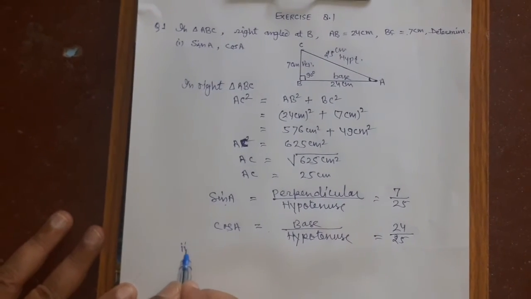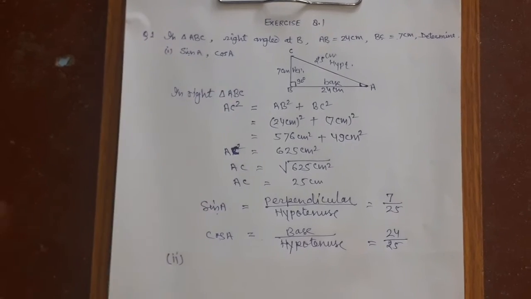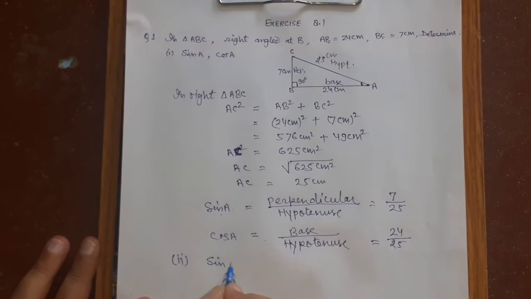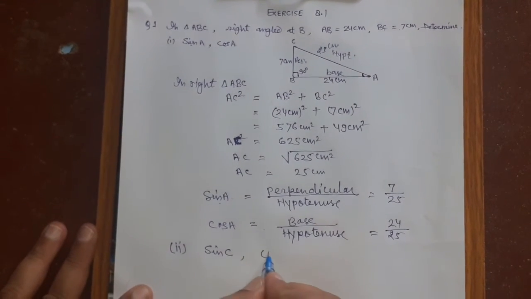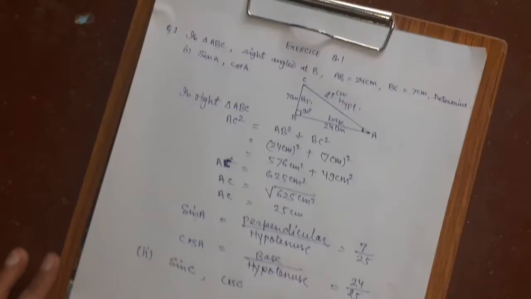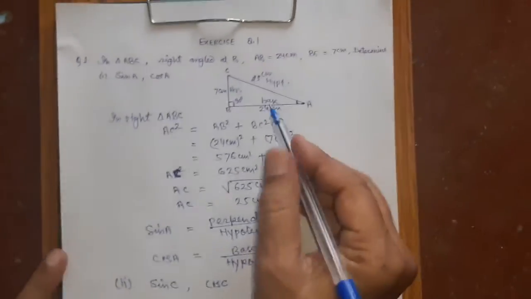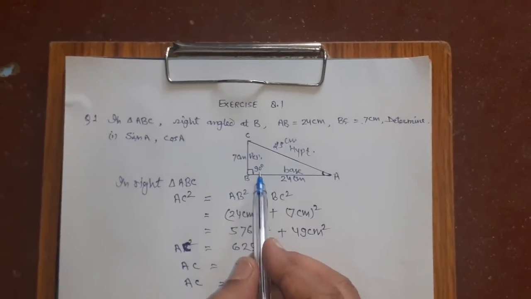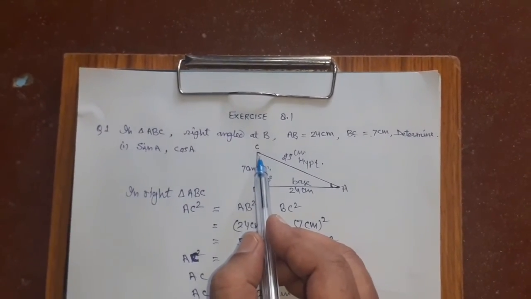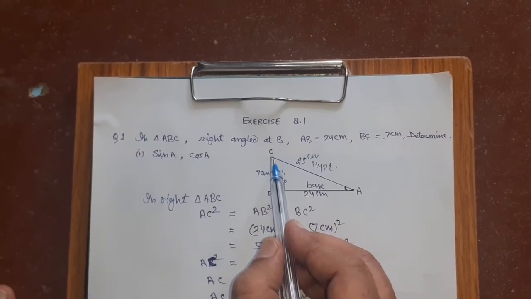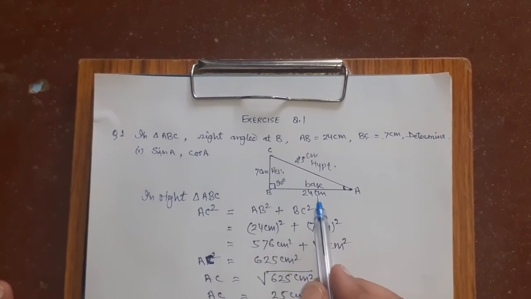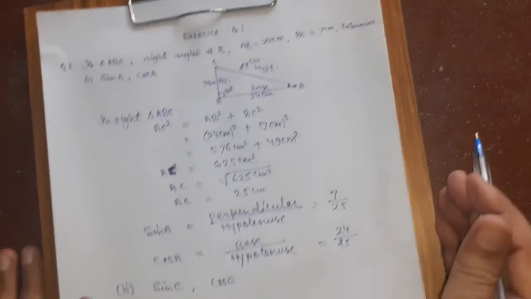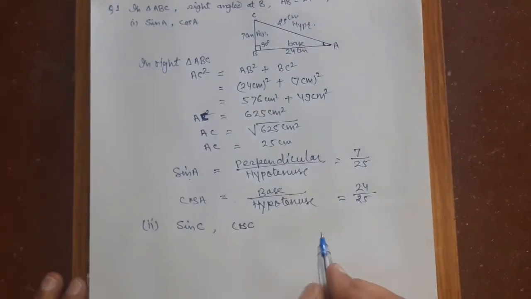Now we will determine the value of sin C and cos C. Now student look, with 90 degree angle, whether we consider C angle as acute angle, then side will be change. Side will be change. Now we will draw same triangle here.